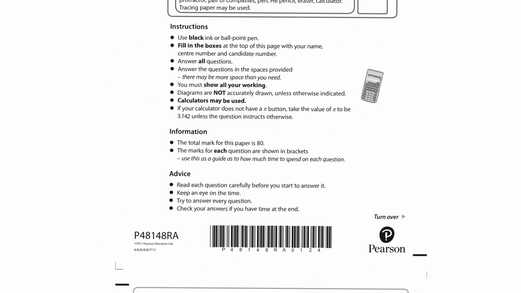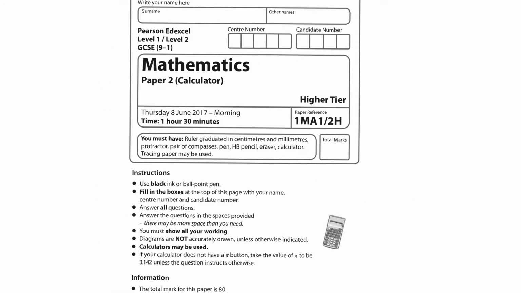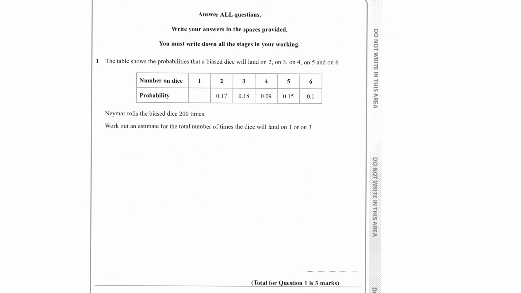Okay, so just as a refresher, this one is a calculator paper. So make sure you have your Casio or whatever scientific calculator you have ready if you want to try answering these questions at home. With the first one, it's given us a table of different probabilities of it landing on numbers 1 to 6 on a dice. It's given us the probabilities 2 to 6, but it's not given us for 1. So it wants us to estimate the number of times of the dice landing on a 1 or a 3.